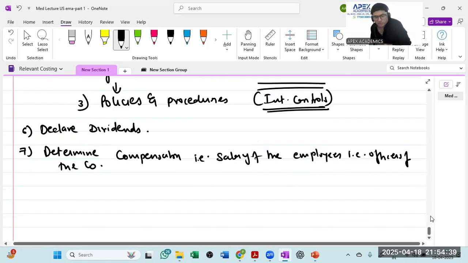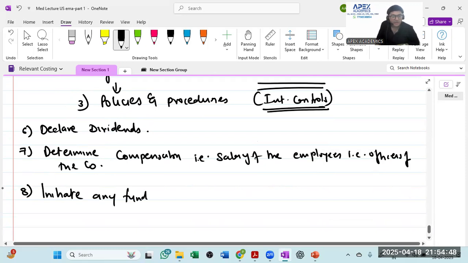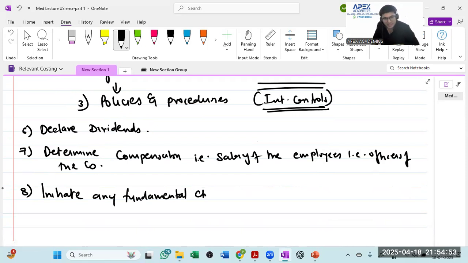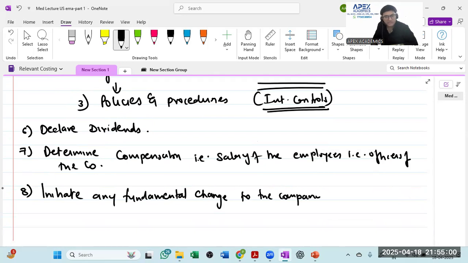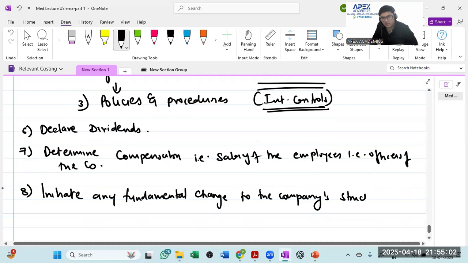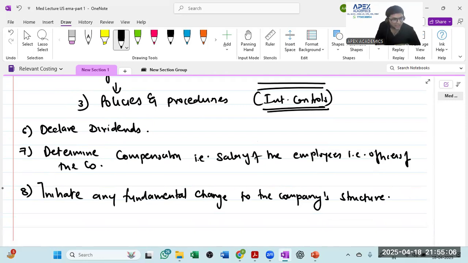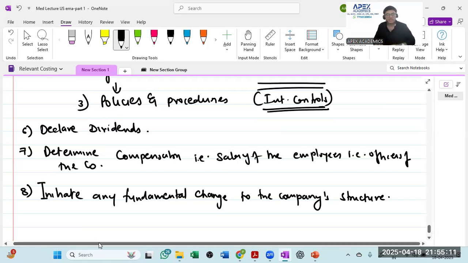Okay. Let's go to the next point. They can initiate any fundamental change. They will initiate any fundamental change to the company's structure.